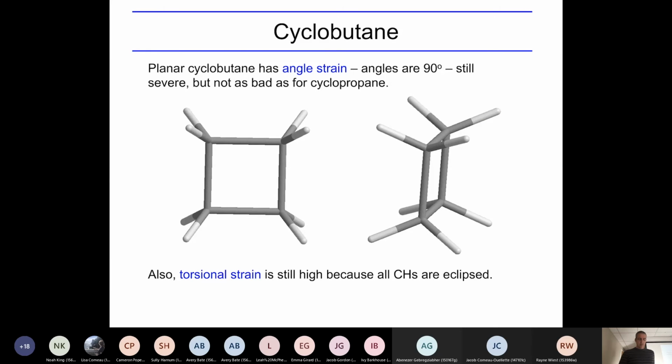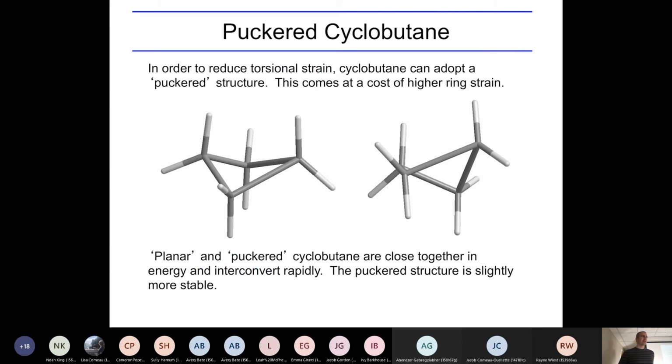Cyclobutane has the same problems. It still has all the CH2s eclipsed, but the bond angles are a little bit more forgiving here. And so the angle strain is down from cyclopropane, which makes this more stable. What can happen too is this ring can pucker.